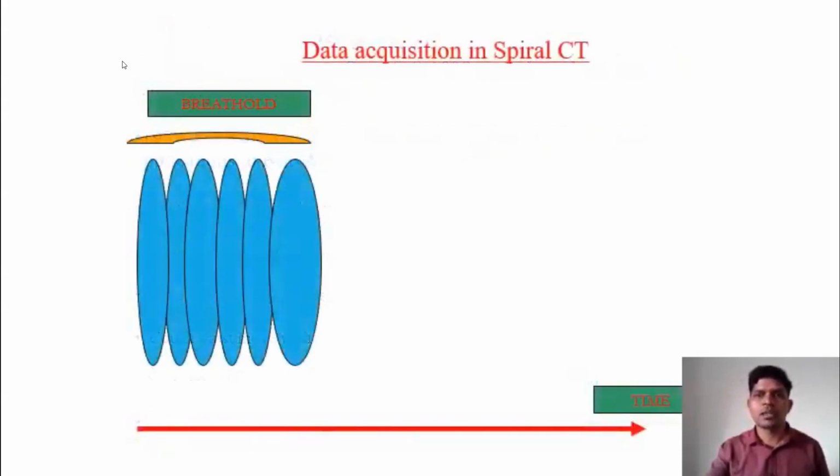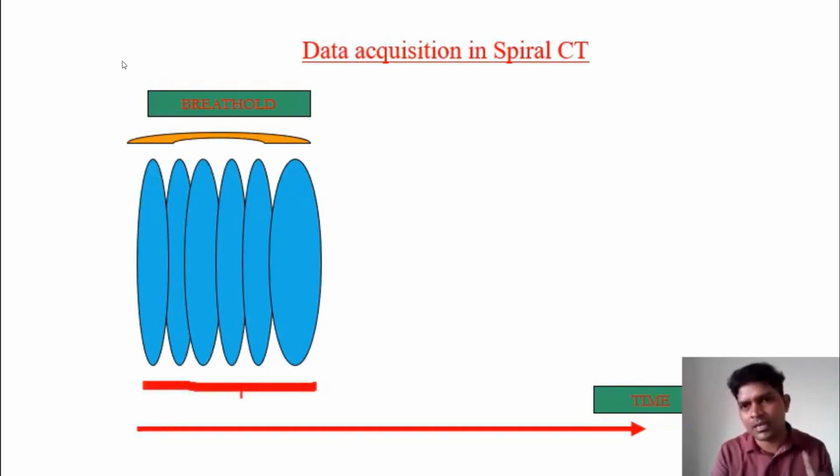That removed the blur and image motion. That's how it developed. In conventional CT, once the patient holds the breath, you get one image. But in spiral CT, once the patient holds the breath, you get many images in one single breath hold. You can see in the image that we are able to get 6 different images in a single breath hold. That was developed in spiral CT.